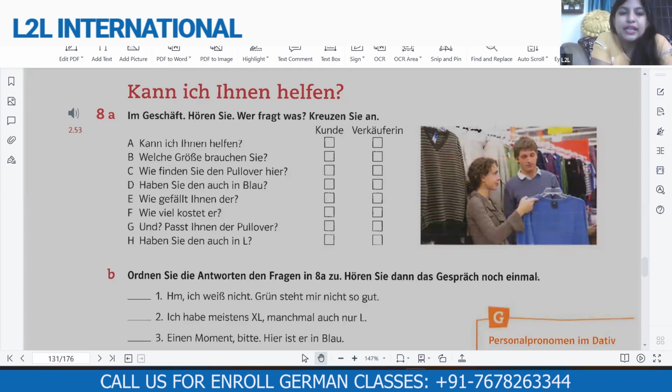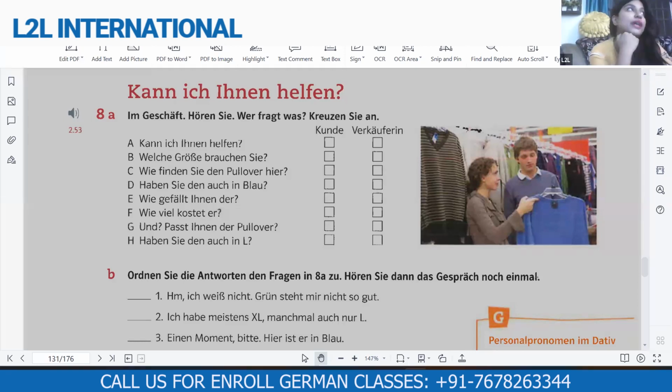Okay, then Nummer D, Revati, lesen Sie bitte den Satz und sagen Sie mir, ist das für Kunde oder für Verkäuferin? Haben Sie den auch in Blau? It's not euch, it's auch. Do you have this also in blue? So that's obviously Kunde, yeah?